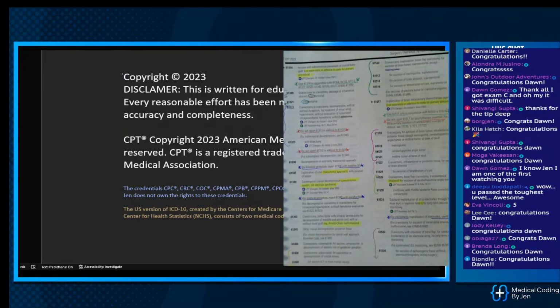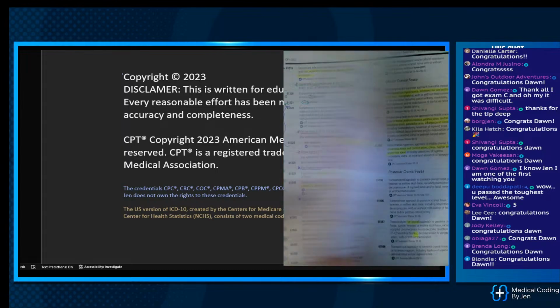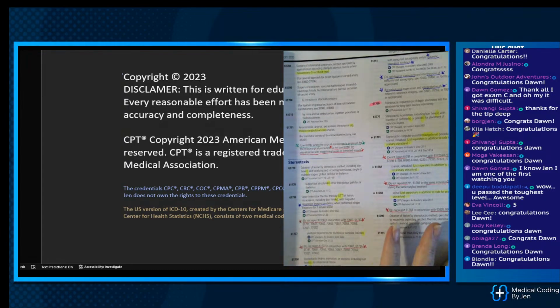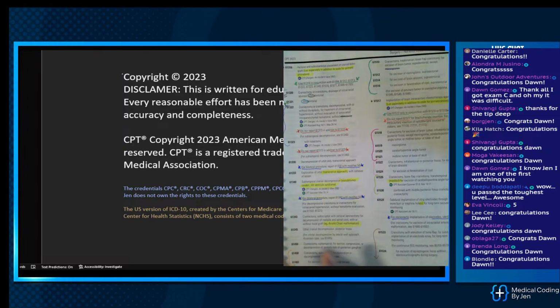Oops, knocking my camera around. Oh, so much to do over here. So much to do.